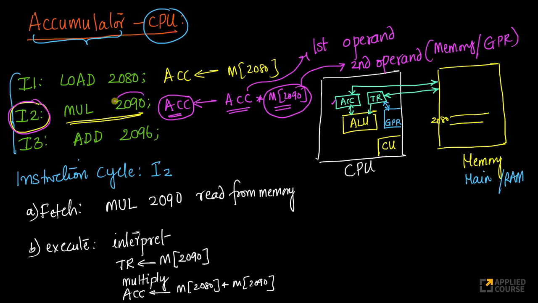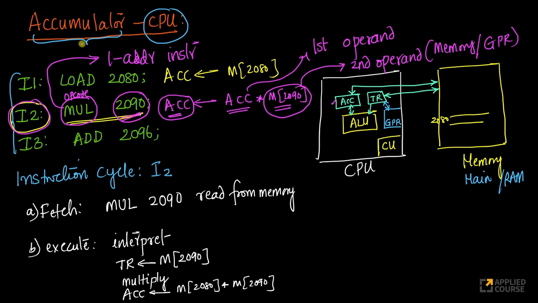This is called a one address instruction. Why is it called a one address instruction? Because this is my opcode, and in the operand, I'm giving one address location. This could be the address in memory, or it could be the address of a general purpose register. It could be both of them.